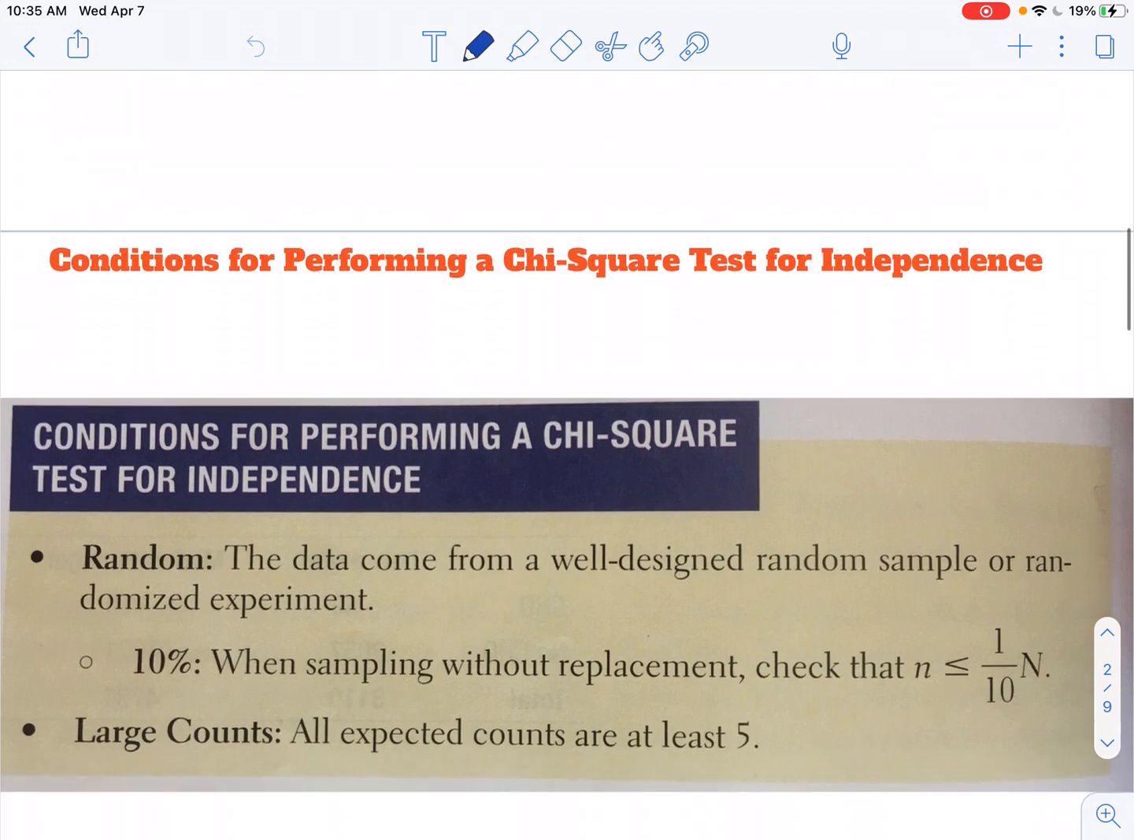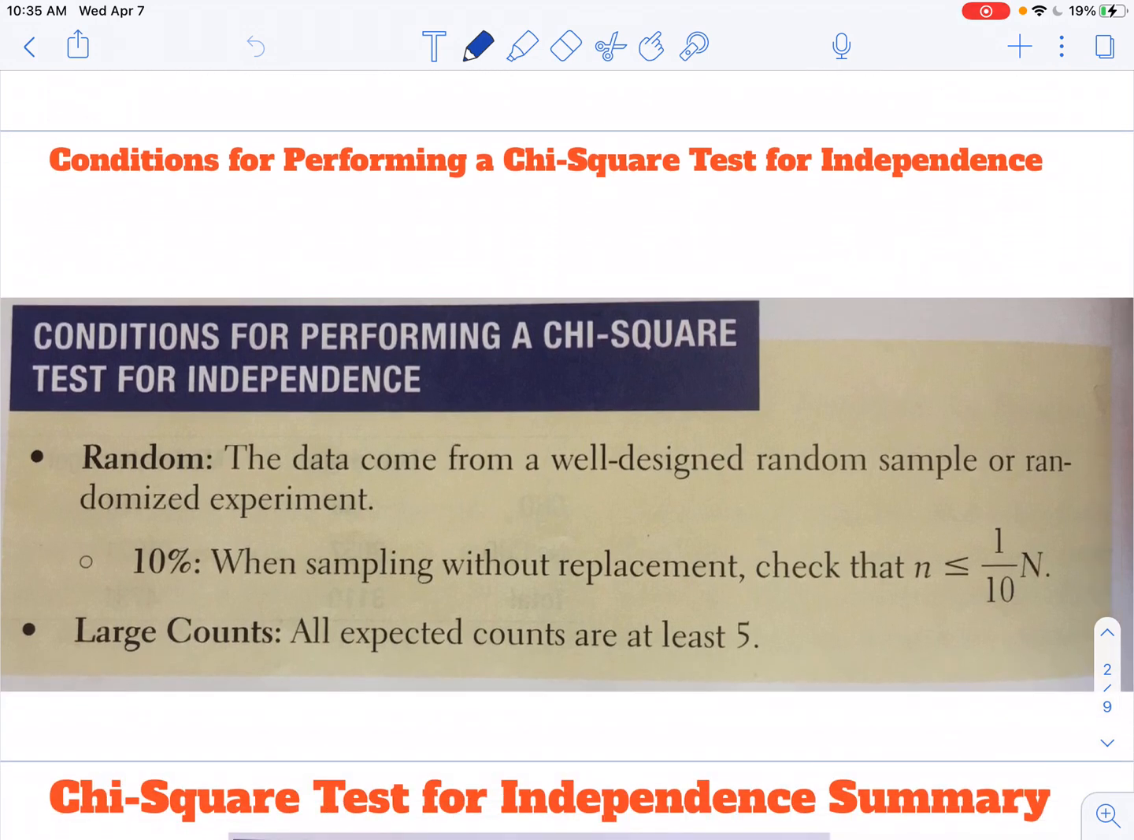The conditions for performing a chi-square test for independence are the same as performing any other chi-square test. So again, if we don't know this by now, I just don't know what to tell you. These are what the conditions are. They have to be random. They have to come from either a well-designed random sample or a randomized experiment. When you're sampling without replacement, you need to check that n is less than 1/10 of N, and then you need your large counts condition, that all expected counts are at least 5.